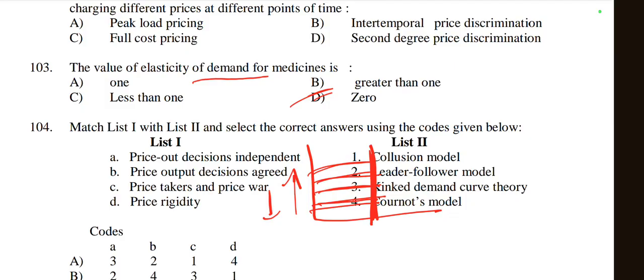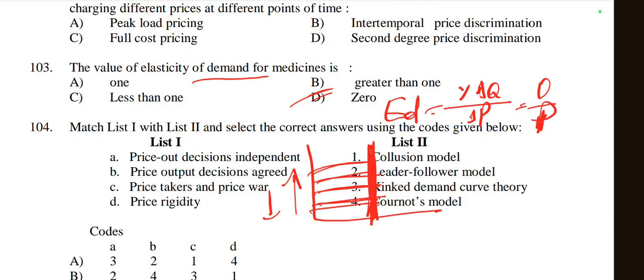So demand for a good doesn't change in response to price. So the elasticity of demand formula is equal to percentage change in quantity demanded by percentage change in price. So percentage change in quantity demanded is equal to 0, means quantity demanded is fixed. 0 by something is equal to 0. So here the value of the elasticity of demand for medicine is 0.